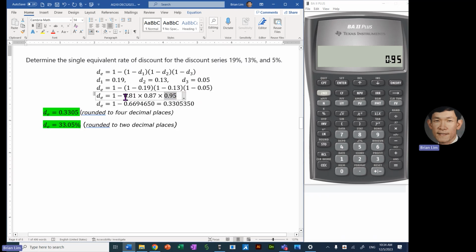Okay, so now we have to multiply these 3 numbers. So we have the 0.95 on the display over there. We then proceed to multiply by 0.87 and then to multiply again by 0.81, this last one right here. So we're multiplying by 0.81, and then we have the answer 0.67.